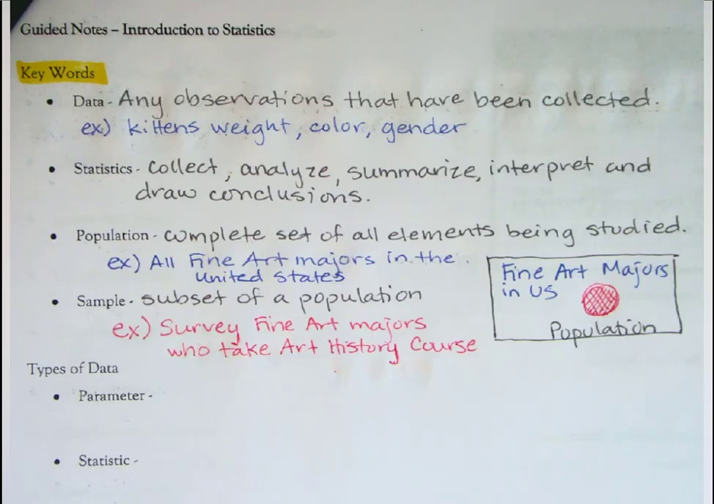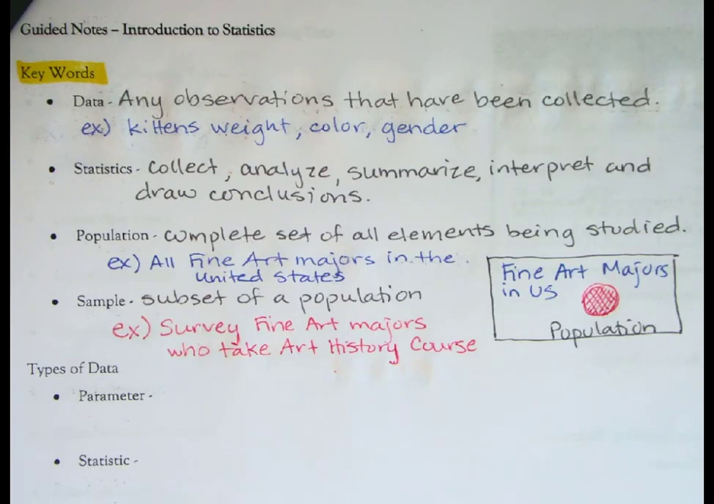A subset of this particular population that I could survey would be fine art majors who take a particular art history course. You need to make sure that the sample you are taking is in fact a smaller subgroup of the population you want to study.